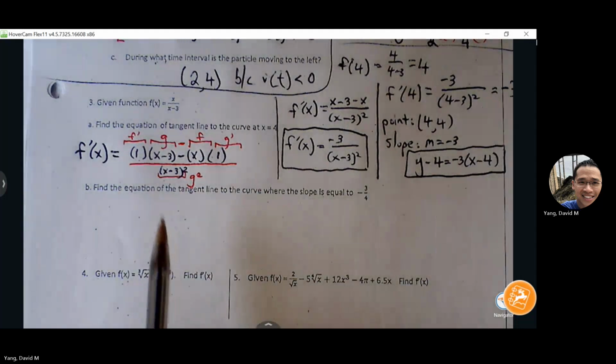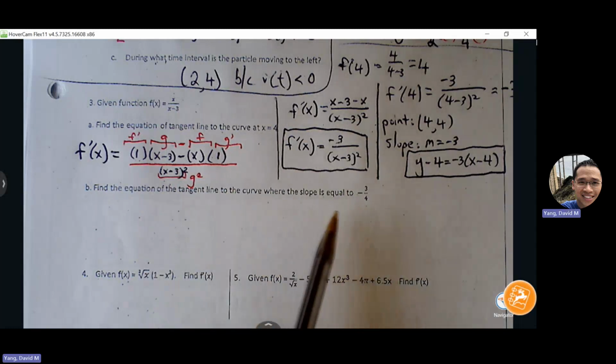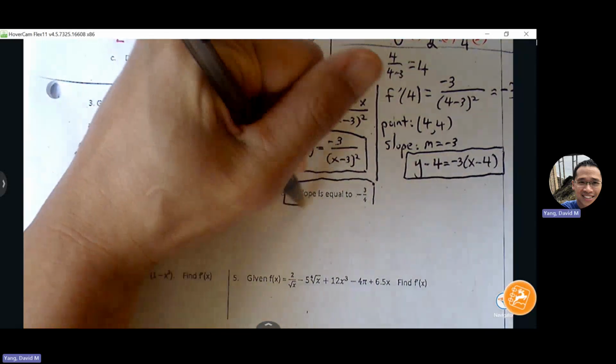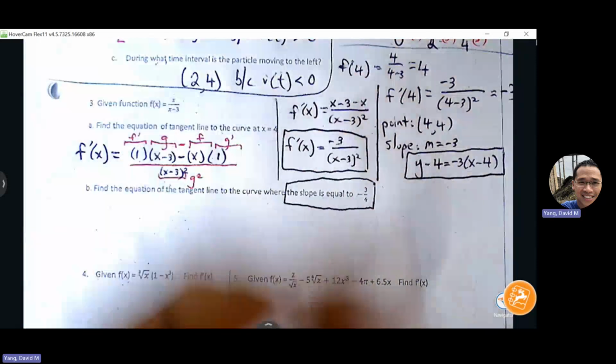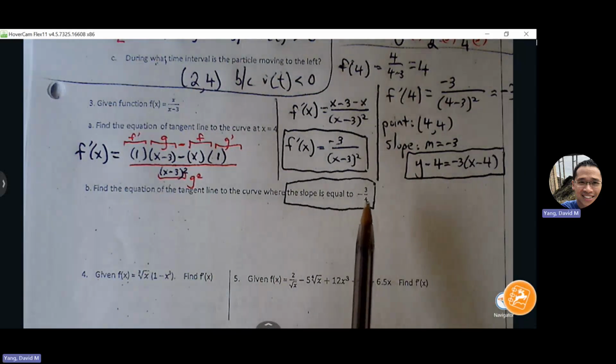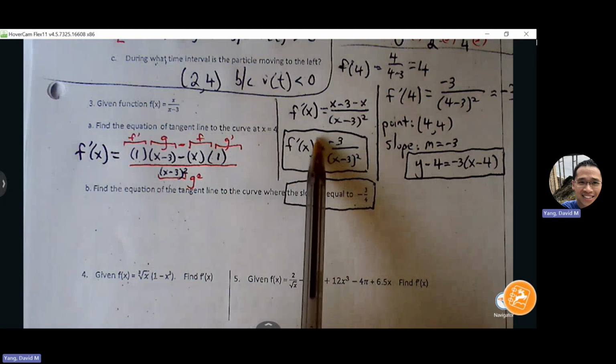Part B, find the equation of the tangent line to the curve when the slope is equal to -3/4. So how do we involve that -3/4? Good. So -3/4 doesn't represent the location. This represents the actual slope. So keep in mind what f prime means.